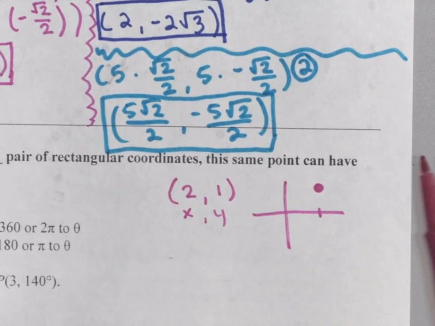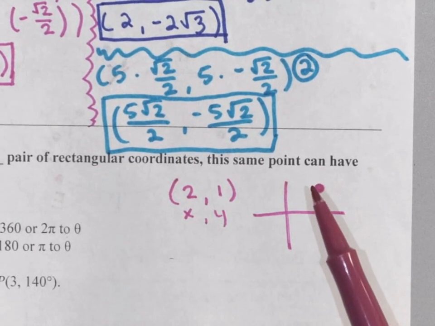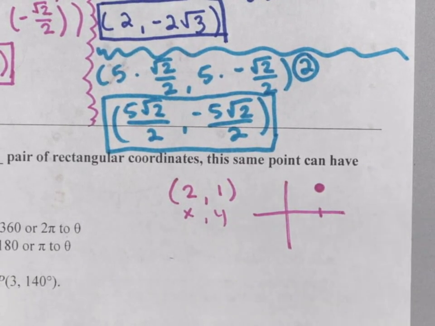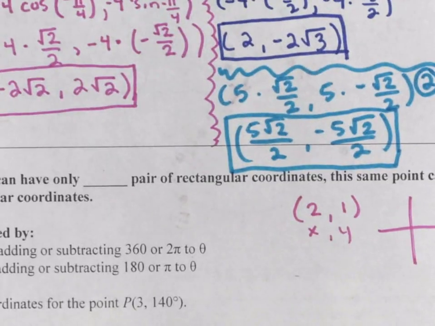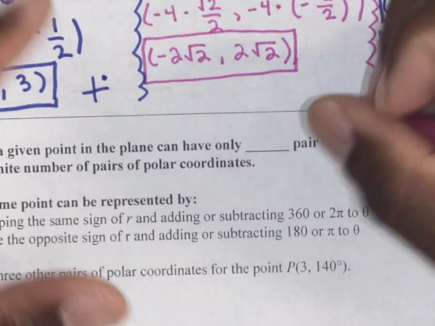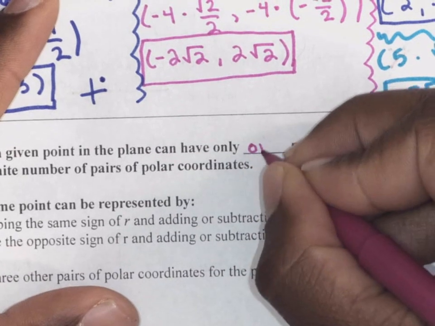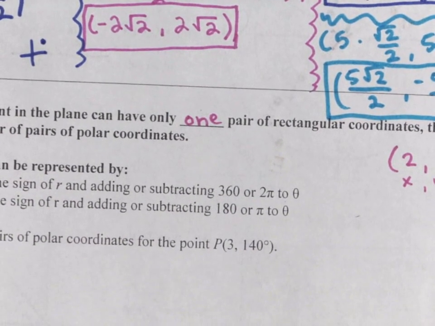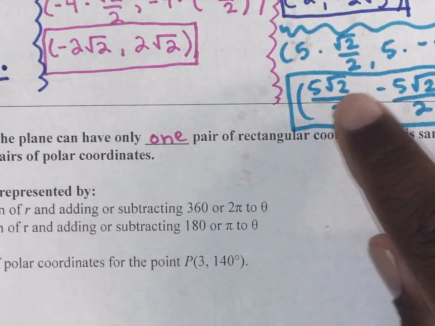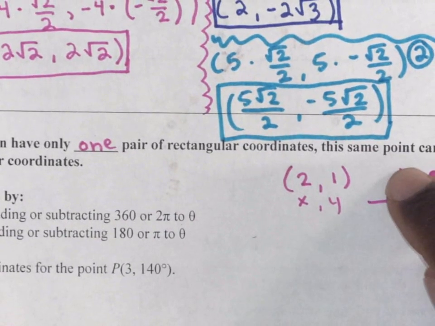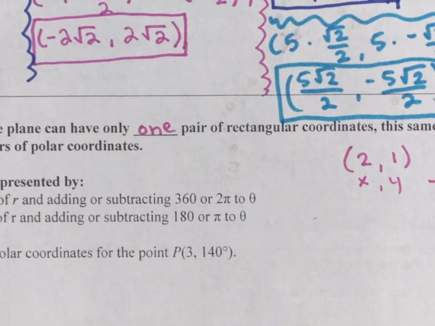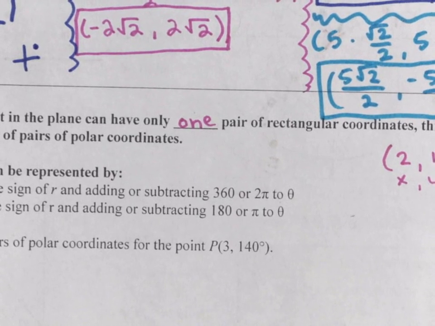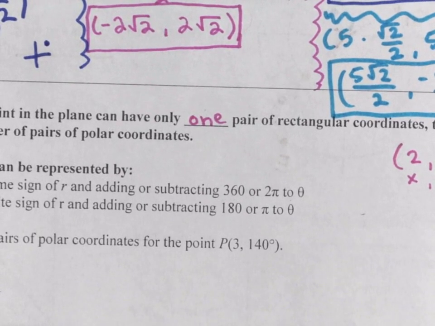All right, now when we have polar coordinates, we can get to a specific location in an infinite number of ways, just by either adding or subtracting 2 pi or doing one other change. So when given a point in the plane, we can only have one pair of rectangular coordinates, meaning there's only one pair that gets me to a specific location in rectangular. But when we convert to polar, there's an infinite number of ways we can get to a specific location. All right, so let's look at what we can do. It's very similar to coterminal angles where you just add or subtract 360 or 2 pi.